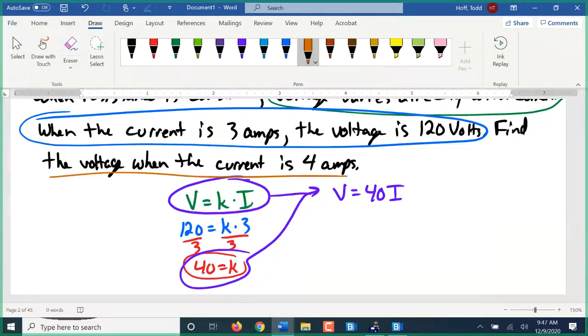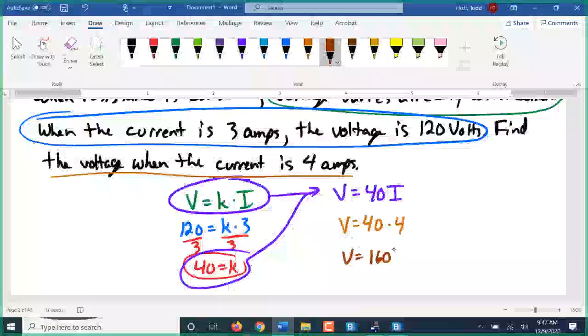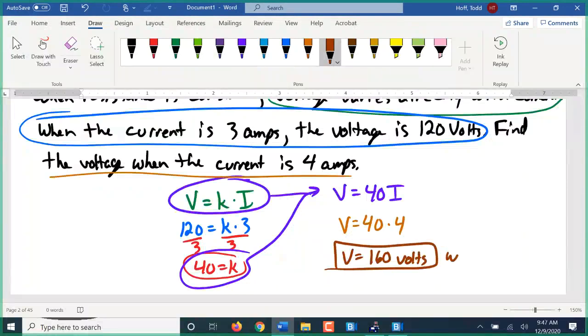Find the voltage when the current is 4. So we put 4 amps in for I. And we just multiply. 40 times 4 is going to be 160 amps. Sorry, volts. So the voltage is 160 volts when the current is 4 amps.